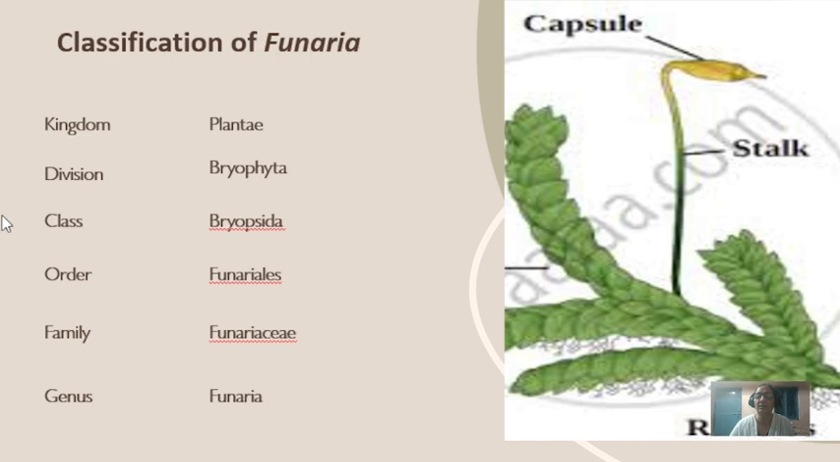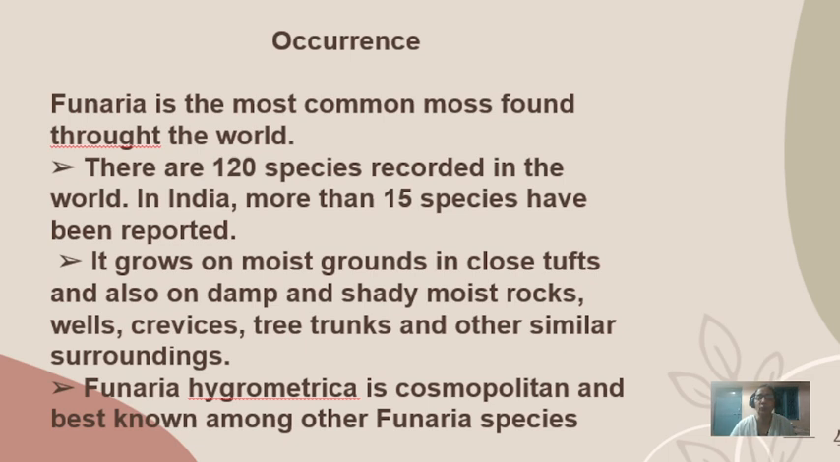When you see the classification, Funaria belongs to class Bryopsida. The order is Funariales, family is Funariaceae, and genus is Funaria. This is the most common moss found throughout the world. 120 species have been recorded in the world, and in India 15 species have been reported. They grow on moist grounds, in closed tubs, and on damp and shady moist rocks, crevices, tree trunks, and other similar surroundings. Funaria hygrometrica is a cosmopolitan and best known among the Funaria species.